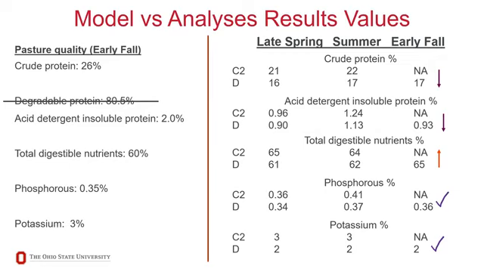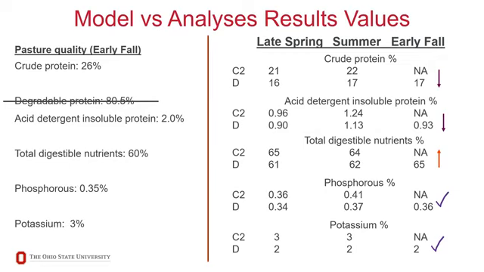Again, here the model expected even higher protein than we saw. So early fall, we have lower protein than the model expected, and lower insoluble protein too. We actually had more TDN here than the model showed us, or assumed. Phosphorus and potassium were again on target.